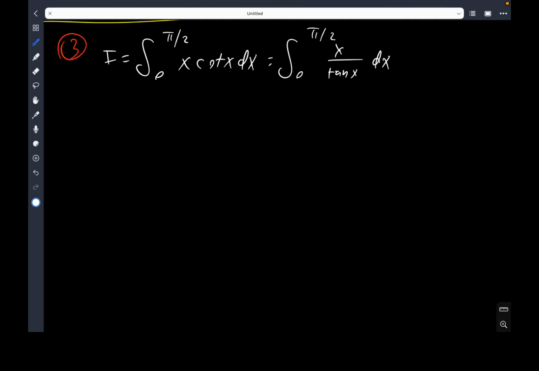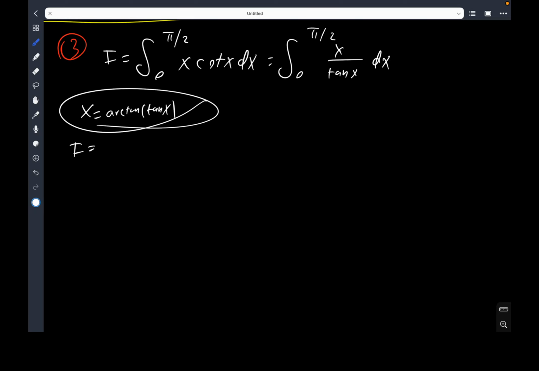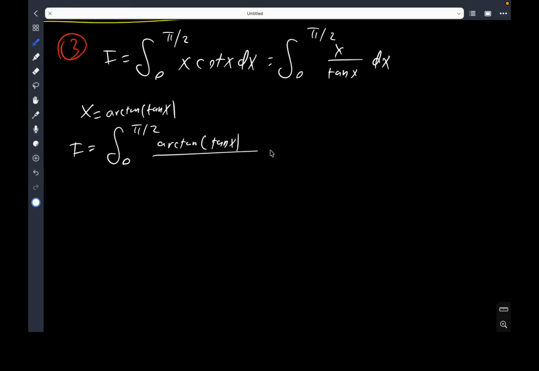So, for this one, how should I introduce my parameter? I'm just going to remind you of a new thing here, that I can write x as arctangent of tangent of x. And here I can use this definition to say this integral is indeed equal to the integral of arctangent of tan x over tangent of x dx.